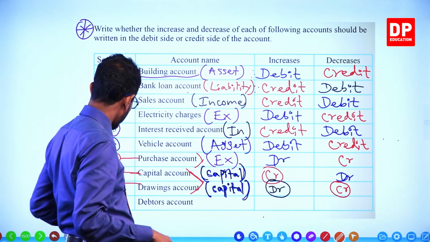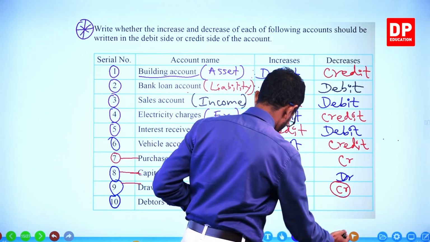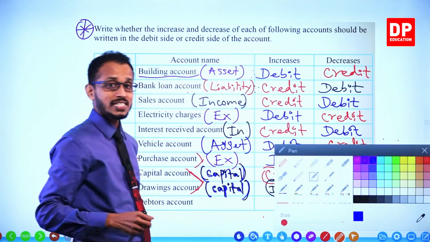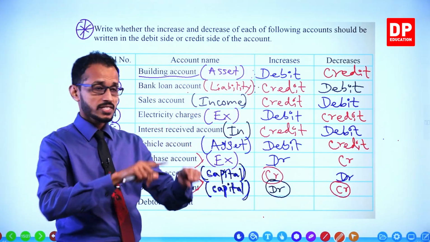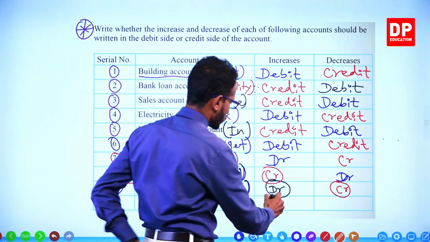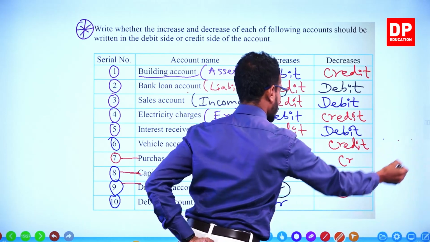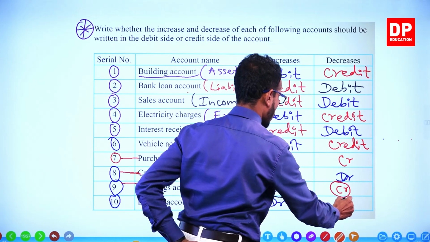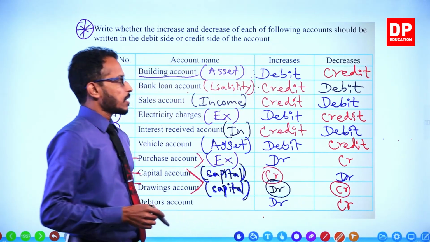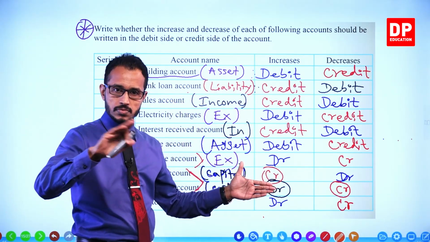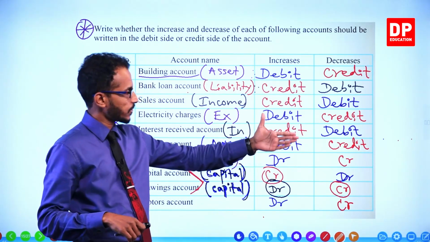All right. Debtors accounts are asset accounts, and assets increasing debit, decreasing credit. There you go, children. Activity done.